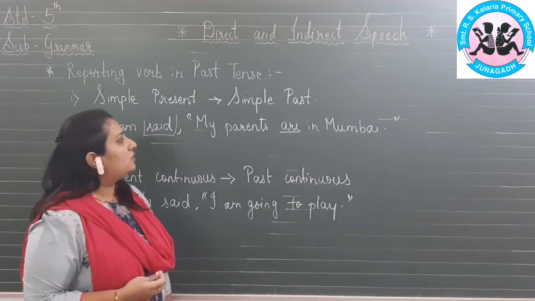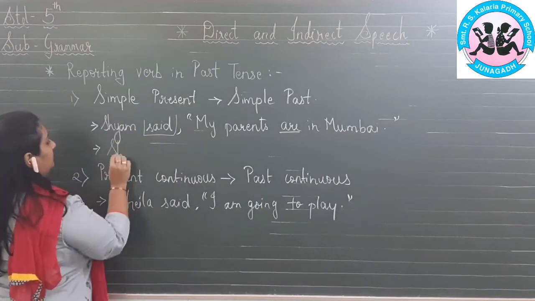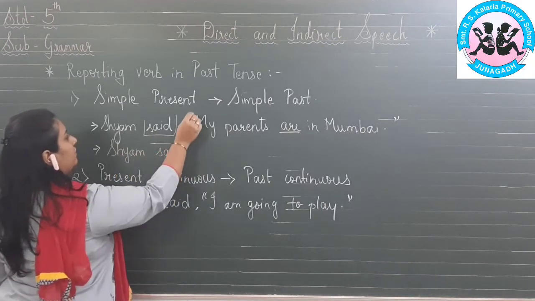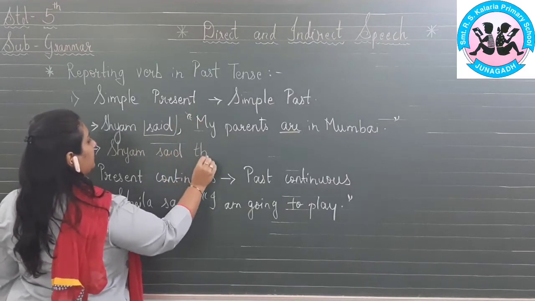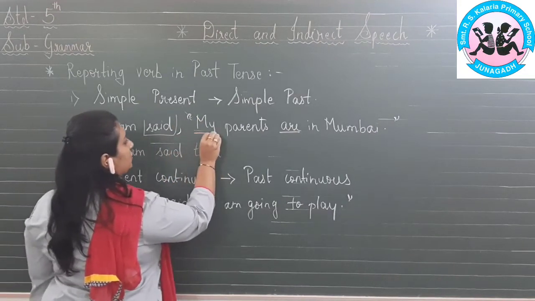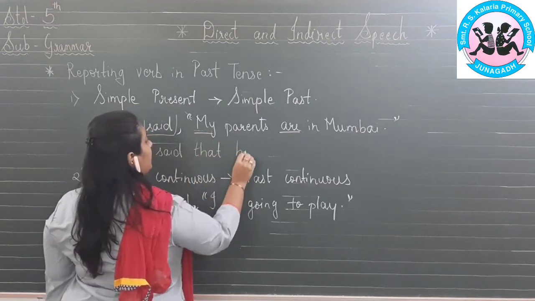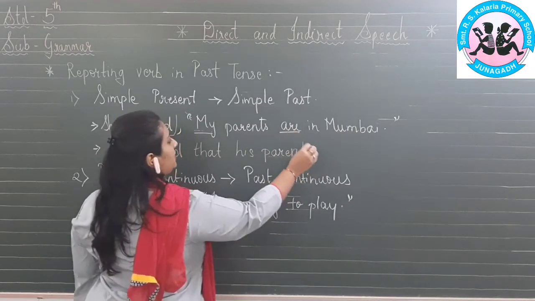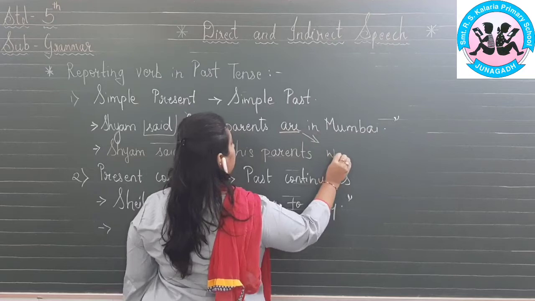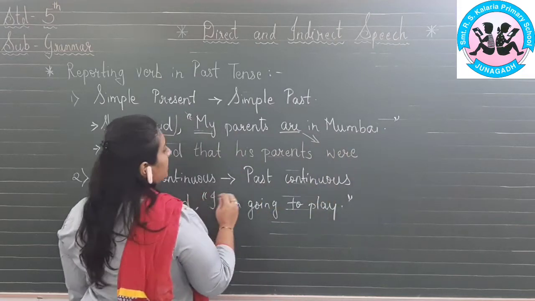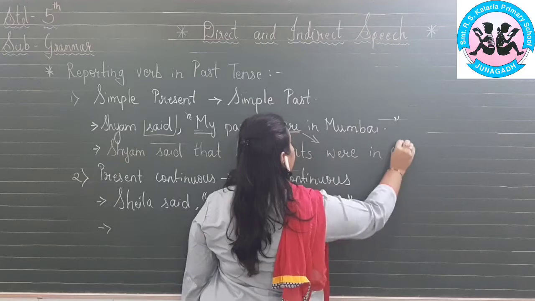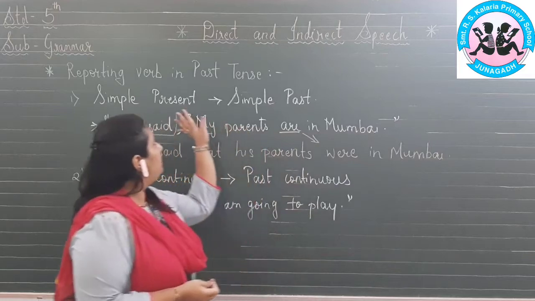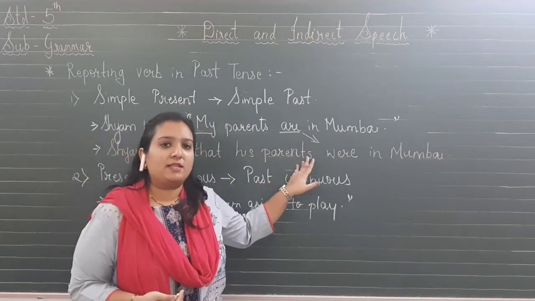Now the sentence will become: Shyam said. We will remove the quotation marks and we will add "that". Shyam said that. We will change the pronoun. Shyam said that his parents. "Are" will change into the past tense verb. Shyam said that his parents were in Mumbai. Clear? So simple present tense will become simple past tense.